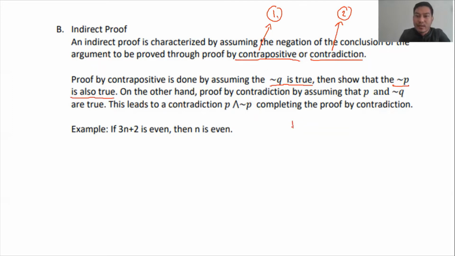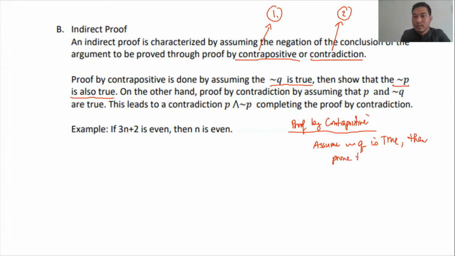So I'll just summarize that one. When you say proof by contrapositive, we mean to say that we will assume that the negation of Q is true, and then we will prove that the negation of P is also true. Okay. So this is the thing that we will do.